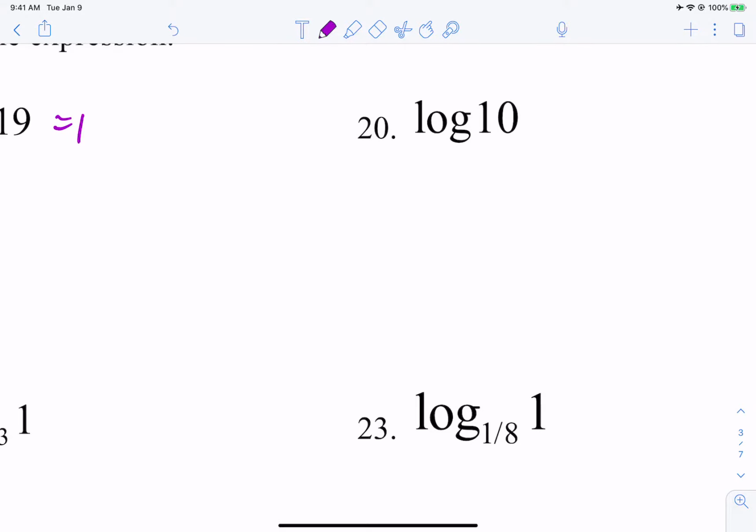So for number 20, we don't see a base. Can anybody tell me what the base is for number 20 when we don't see it? What is the base? Yeah, exactly. If we don't see that base, you're just going to put a little 10 there. I like to show that 10 for my own brain. I'm like, oh, okay, that makes sense. So the question is what power do I put on 10 to keep it a 10? And the answer would be 1.